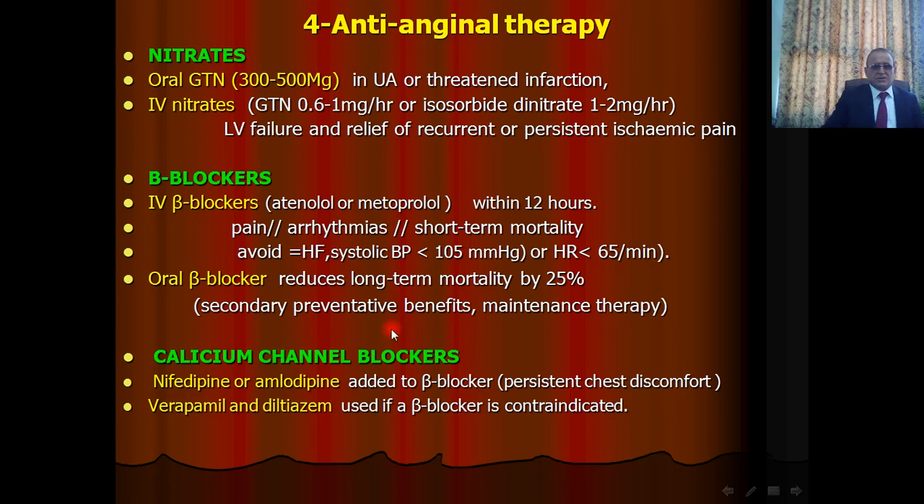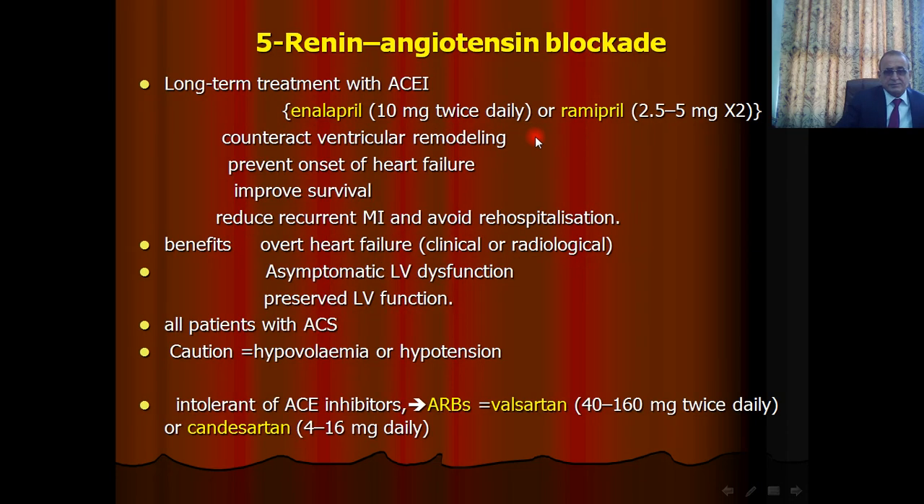The other group of drug is renin-angiotensin blockade. It has been shown that long-term treatment with angiotensin converting enzyme inhibitors like enalapril or ramipril can counteract ventricular remodeling. If you remember the remodeling, the thin segment and the thick segment, it can prevent the onset of heart failure, improve survival, and even reduce the recurrence of MI.